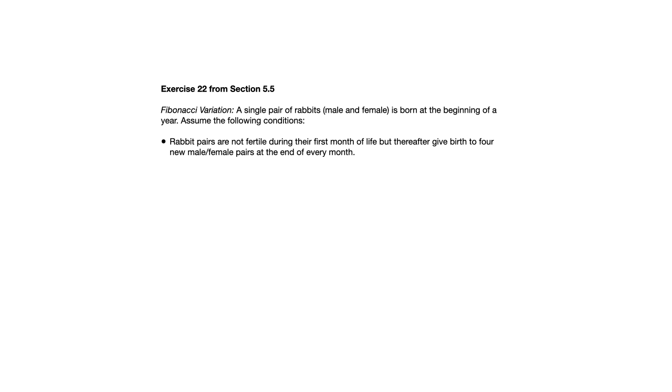So here are the rules that we'll follow for this model for rabbit population. Rabbit pairs are not fertile during their first month of life, but thereafter give birth to 4 new male-female pairs at the end of each month. So that amount of offspring is where the change is from the original. And no rabbits die, which was also in the original rule set for the population model.